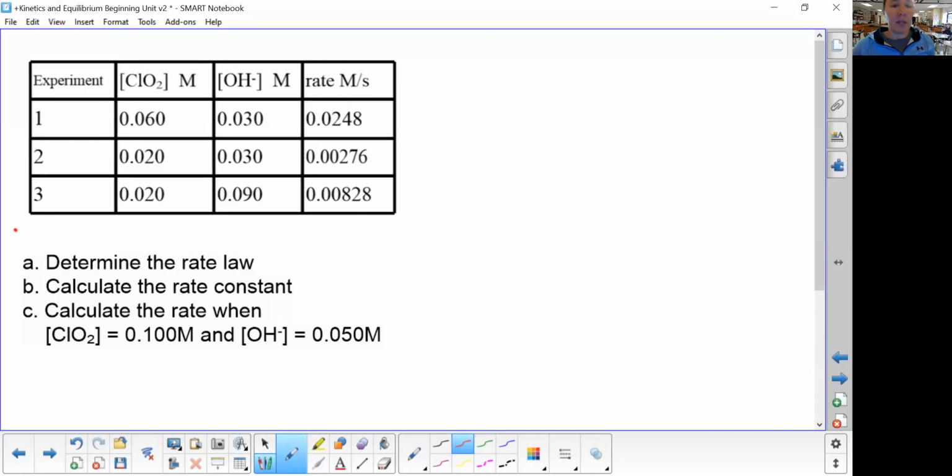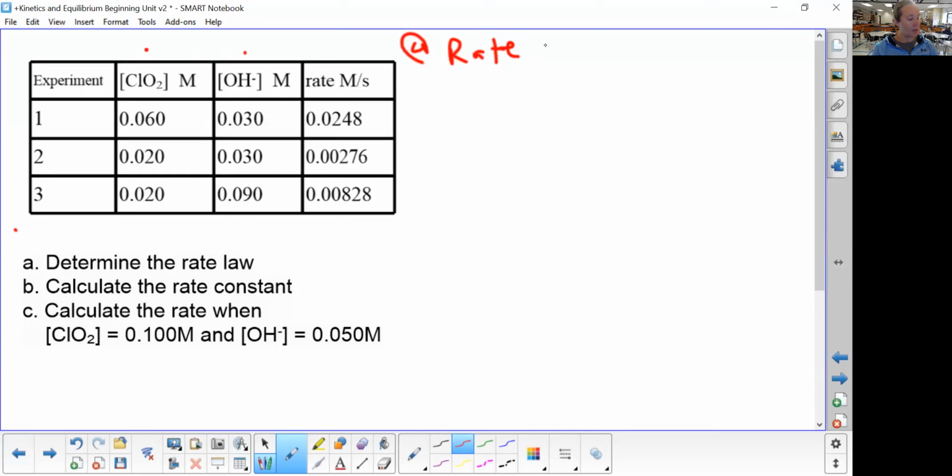Just going to do one more example showing the method of initial rates, so you can see some variety and some differences. Here, the problem says determine the rate law. You've got 3 experiments, and it gives you the concentrations of the reactants. We don't even know what the chemical reaction is. It's not relevant. So what we're trying to figure out for A is the rate law.